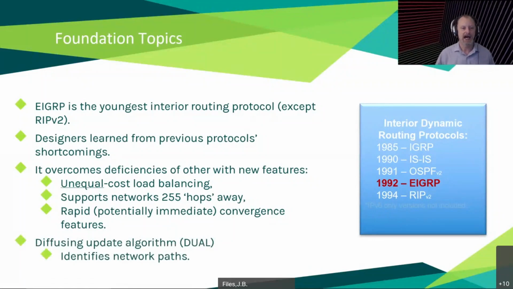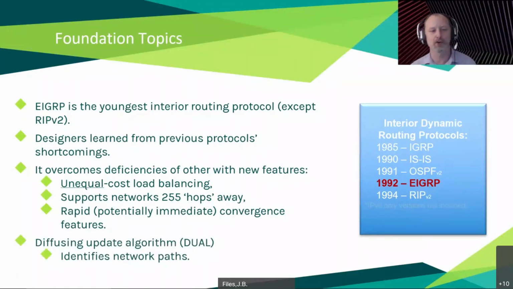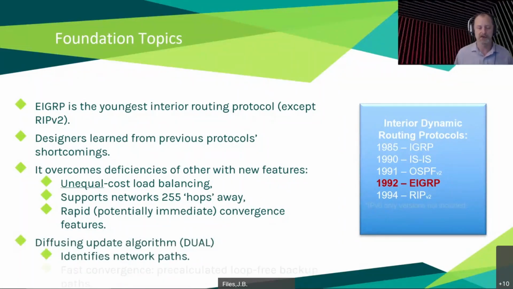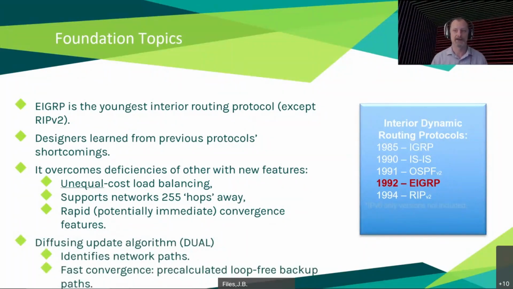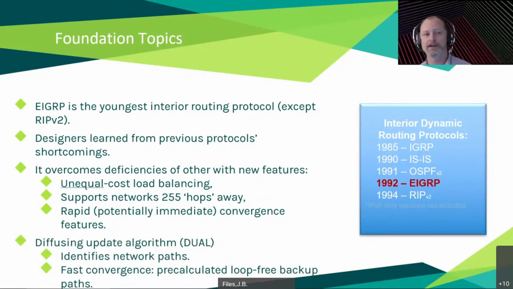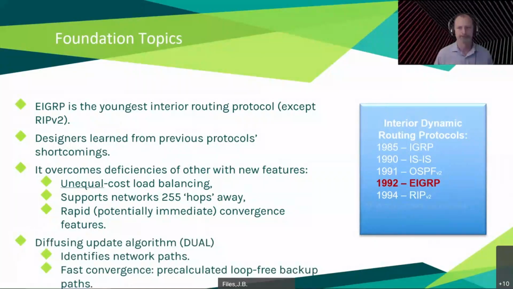All right. We have the diffusing update algorithm, or DUAL, which is what we use to find loop-free backup paths that are ready to go in case we need a quick change. Okay.